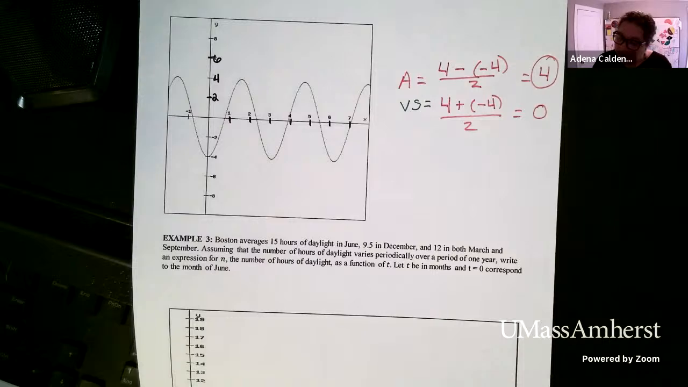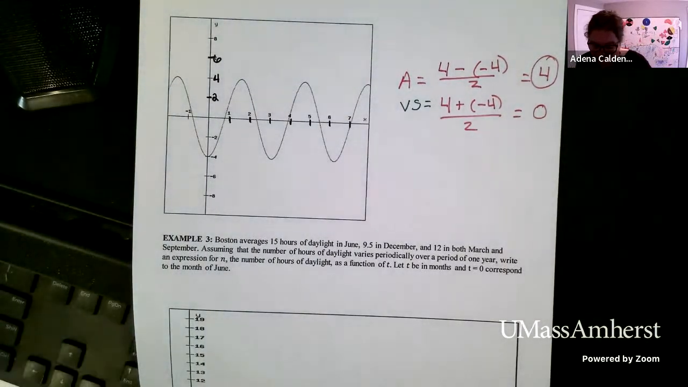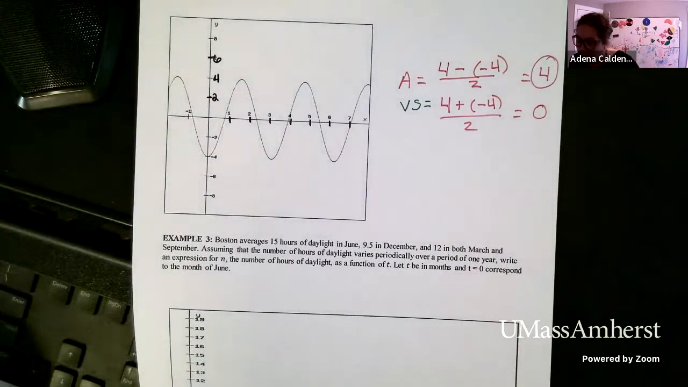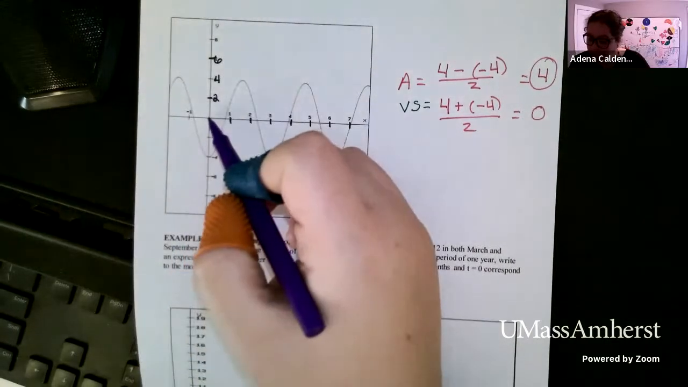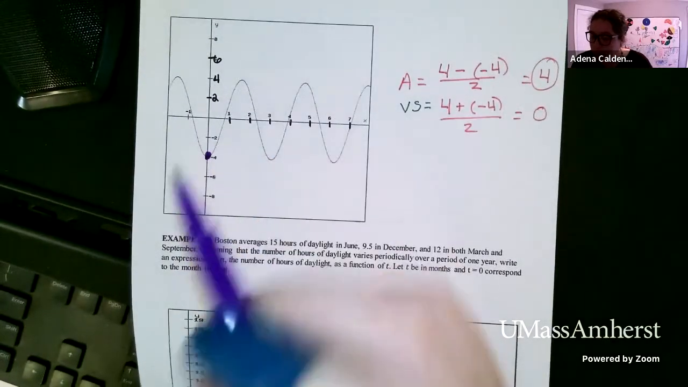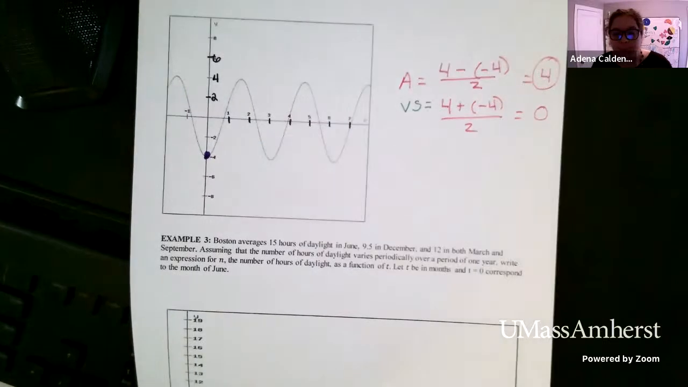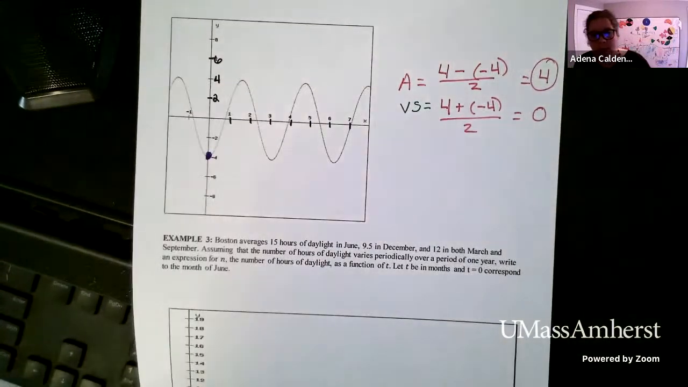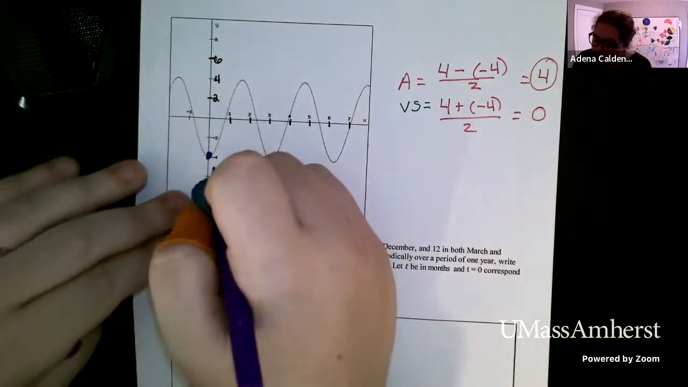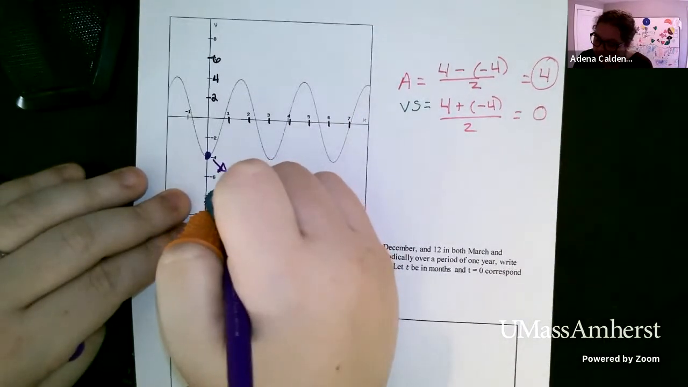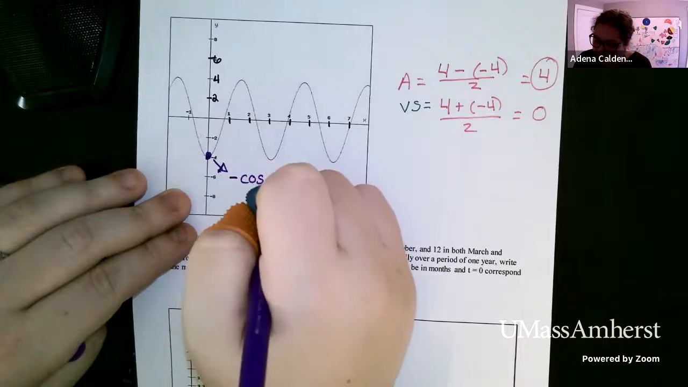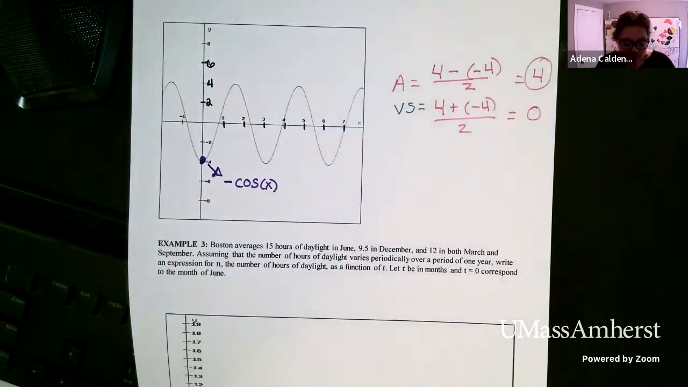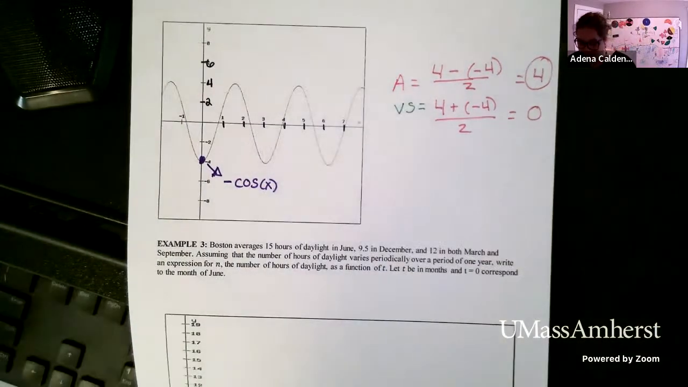Okay, so now let's talk about whether we think this is sine or cosine. So again, I'm going to go to x equals 0, and I notice I'm at a minimum. Okay, so if you're at a maximum or a minimum, you should be thinking cosine. Since I'm at a minimum, that's going to lead me to negative cosine. Okay, so I should have something in terms of negative cosine.